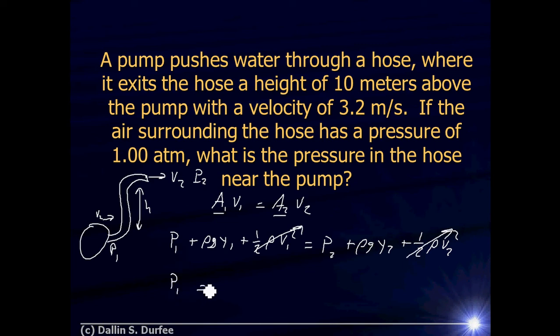We solve for this. It's just going to be pressure 2 plus, we bring this to the other side, and we're just going to get rho g (y2 minus y1). Well, that right there is just h. And we have our solution. Everything here is known, right? Everything now is known. We plug it in, we get our answer.